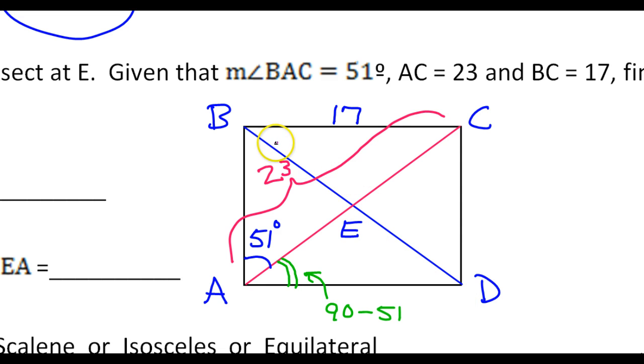Next, we're supposed to find BE. So BE is right here. It's this length. Now the pink diagonal is 23. That means the blue diagonal is also 23. So BE here is going to be half of that. So to find BE, I'm just going to do 23 divided by 2. And that should be BE.